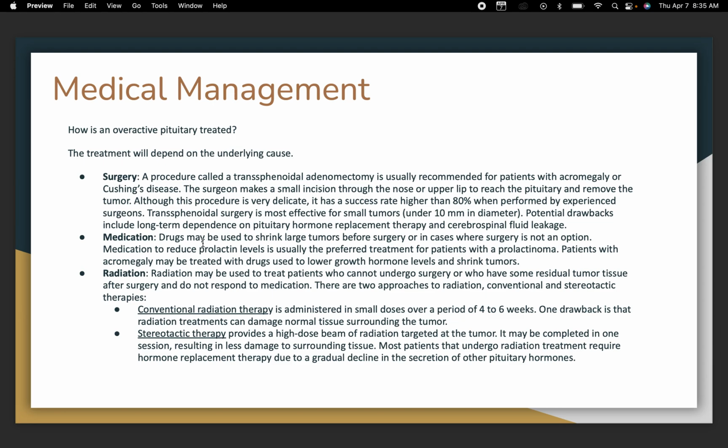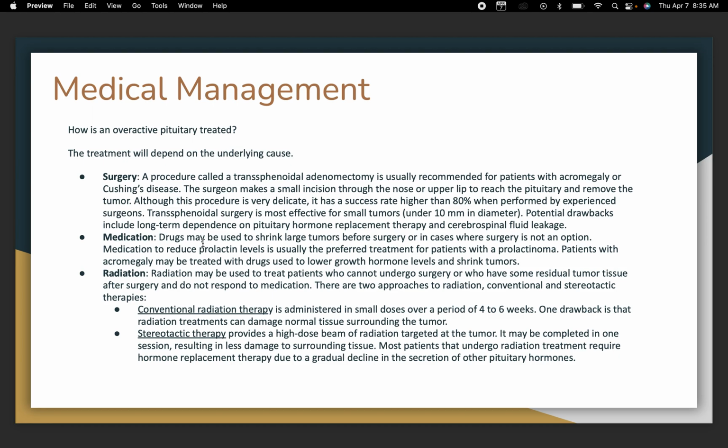Although this procedure is very delicate, it has high success rates of greater than 80% when performed by experienced surgeons. Transsphenoidal surgery is most effective for small tumors, and that qualifies as anything under 10 millimeters in diameter. Potential drawbacks include long-term dependence on pituitary hormone replacement therapy and cerebrospinal fluid leakage.